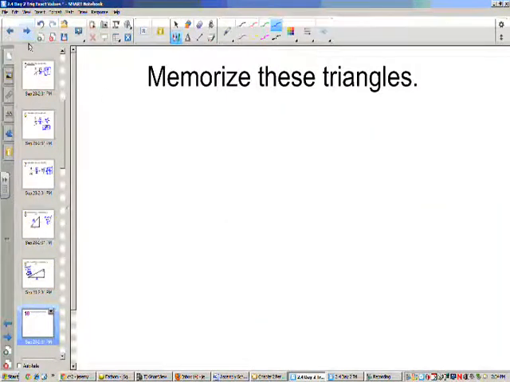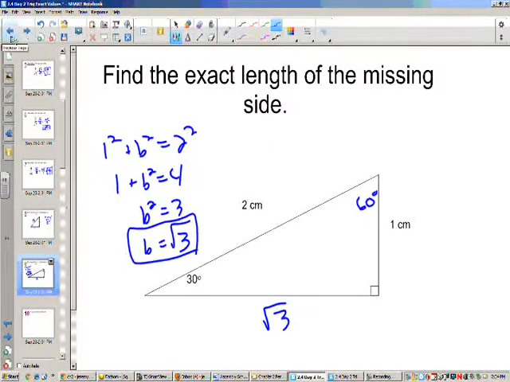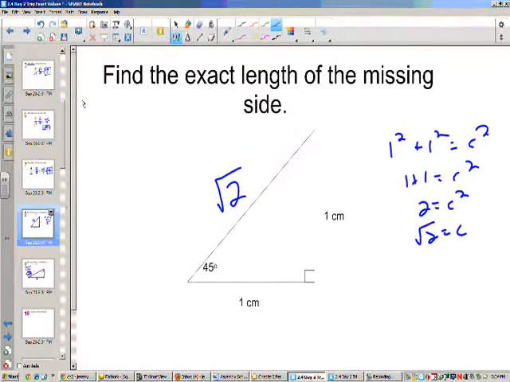You really need to memorize these triangles. I can't stress it enough. This is the 30, 60, 90, and this is the 45, 45, 90.